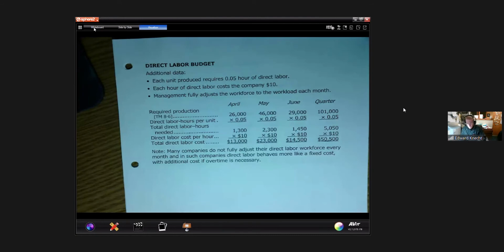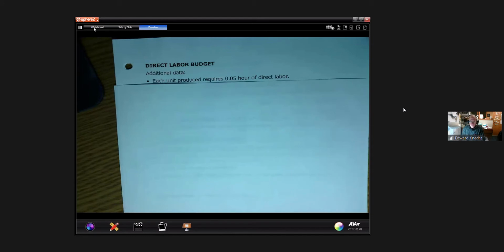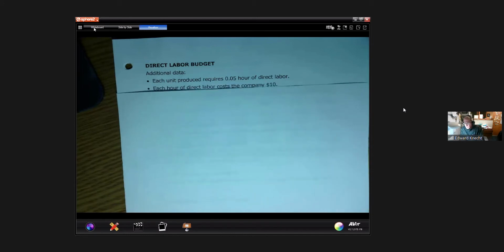And we have direct labor budget. Each unit produced requires 0.05 hours of direct labor. Each hour of direct labor costs the company $10.